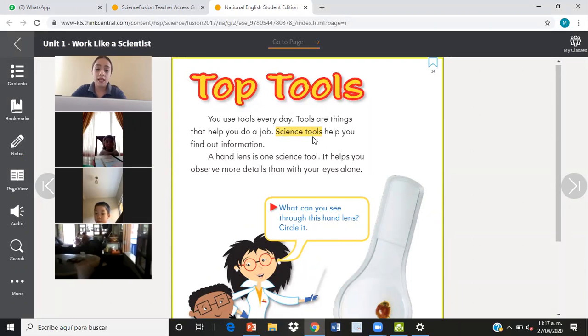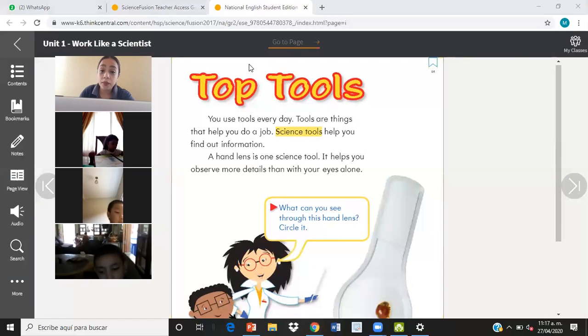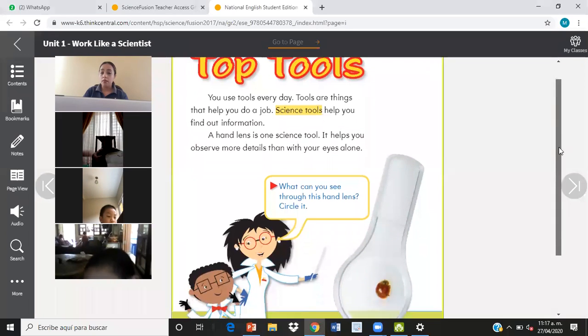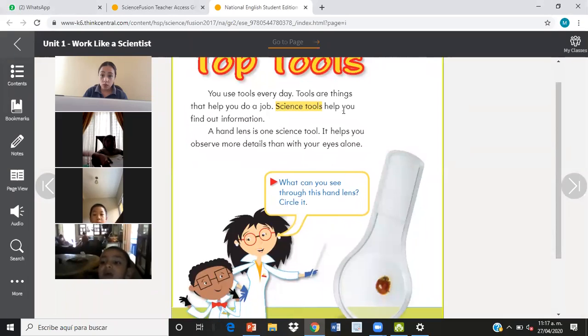Now, let's start reading. Top tools. You use tools every day. Tools are things that help you do a job. Science tools help you find out information. So a science tool helps you find out information. So the definition of science tool is: help you find out information.